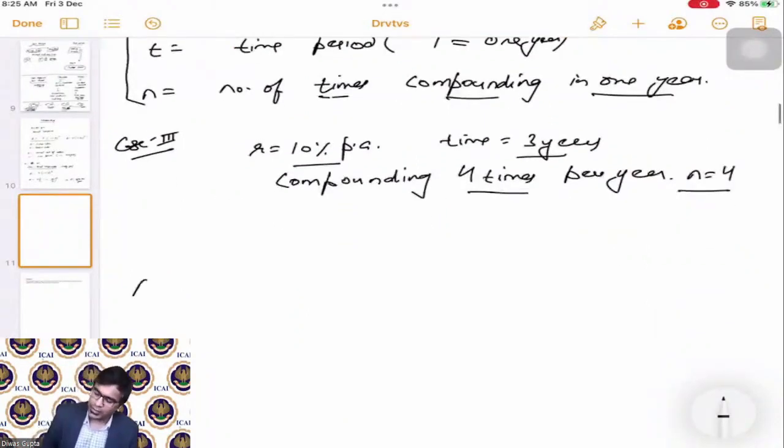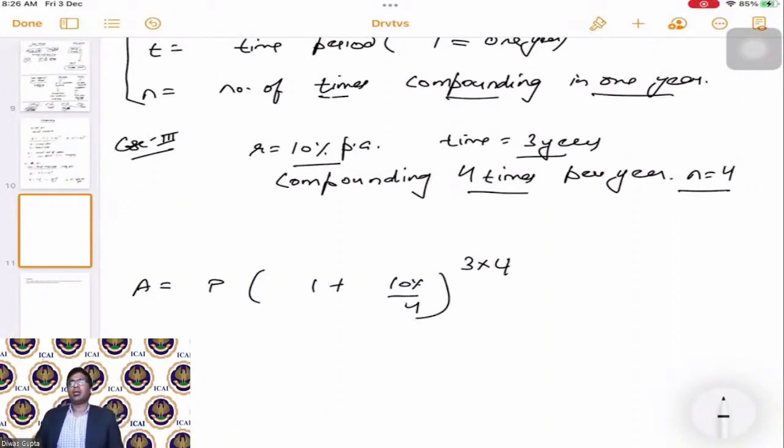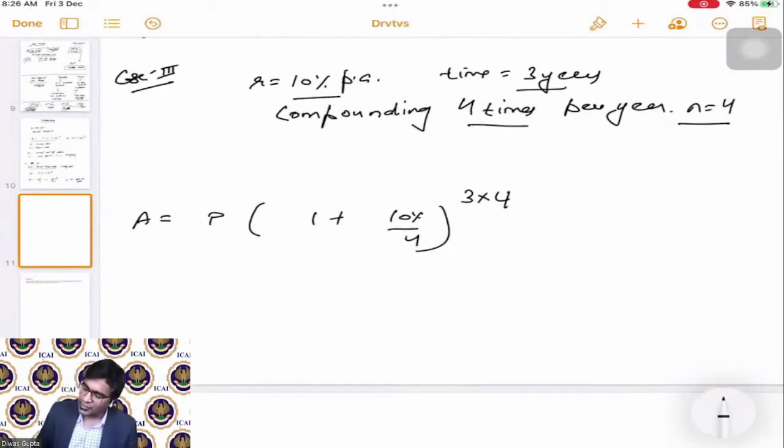Now let us try to see the formula. A is equal to P (1 + 10%/4)^(3 × 4). Very easy and very simple. Now let us validate this formula. So this will be 3 times 4, which is 12. So in totality, 12 times the compounding will happen. That's right. And compounding will happen at the rate of 2.5%, which is 10 by 4.